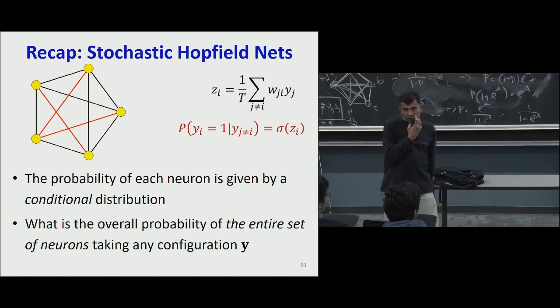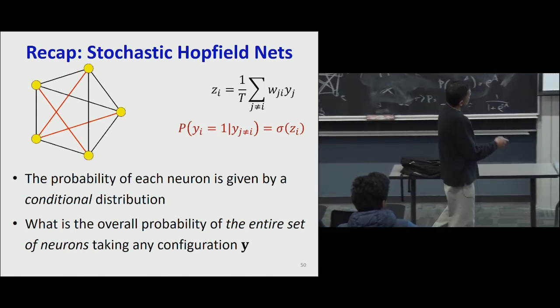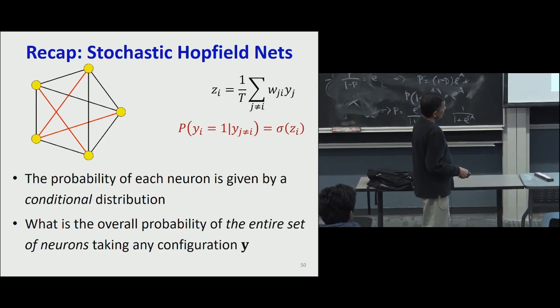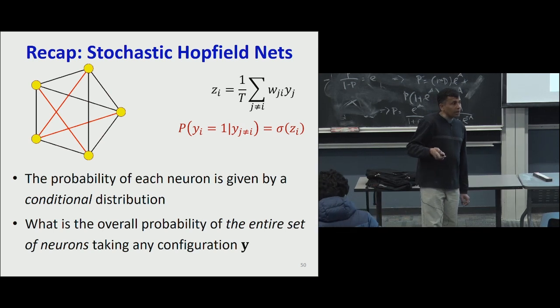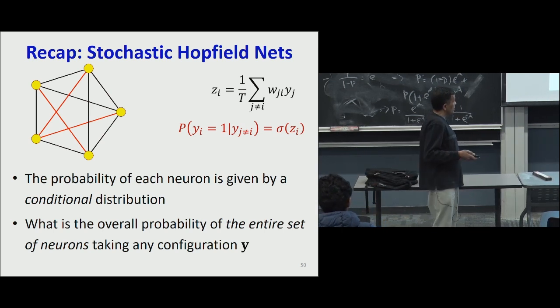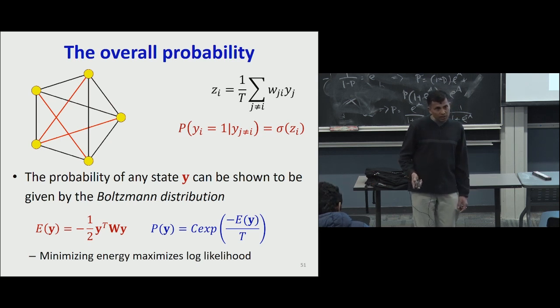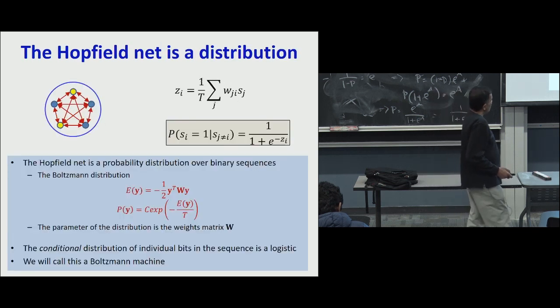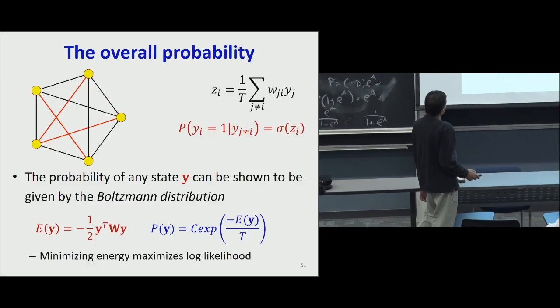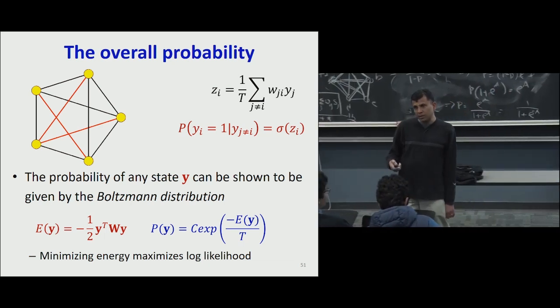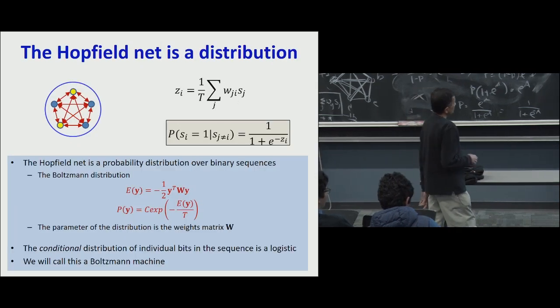So here's a recap. Stochastic Hopfield networks. The probability of each neuron is given now by a conditional distribution. But then what is the probability of the entire network taking any particular configuration y? That is simply given by this term over here, right? We figured this out. And so when you're minimizing this energy, it maximizes the log likelihood. And so if you want to see when to stop, you just want to see when the log likelihood of the patterns that you're computing has saturated.